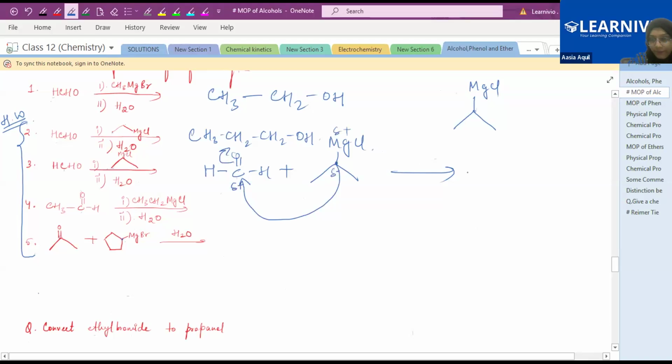So you will get HCHO minus. And here on this carbon, 1, 2, 3, on the second carbon, you have to attach it, so you will write it like this: CH3, CH2, and CH3. Now, plus this MgCl will get attached to this one. Now, further hydration.